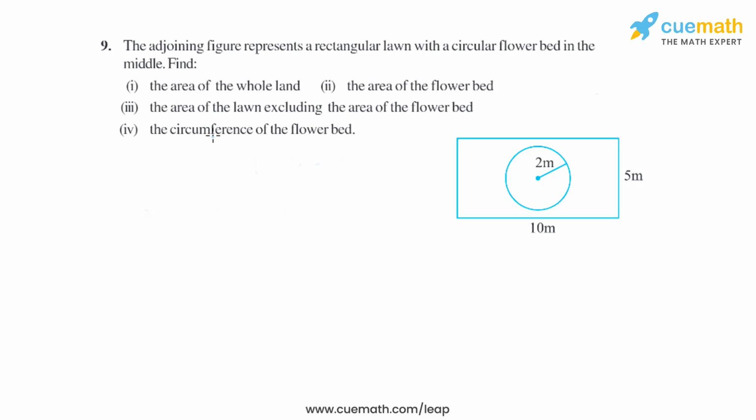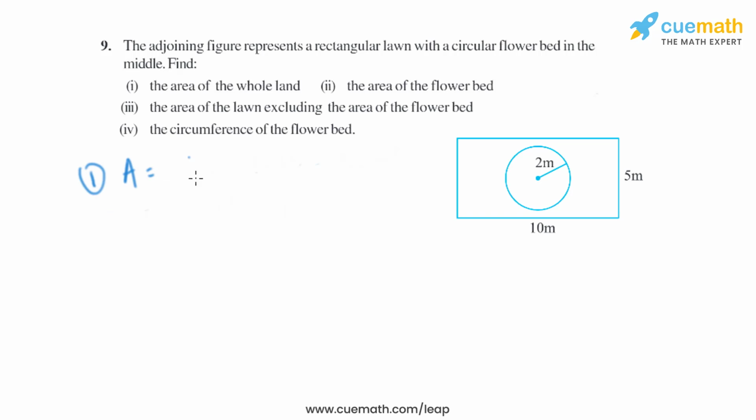Question 9 of this exercise says the adjoining figure represents a rectangular lawn with a circular flower bed in the middle. Find the area of the whole land, the area of the flower bed, the area of the lawn excluding the area of the flower bed, and the circumference of the flower bed. So let's start by finding the area of the whole land.